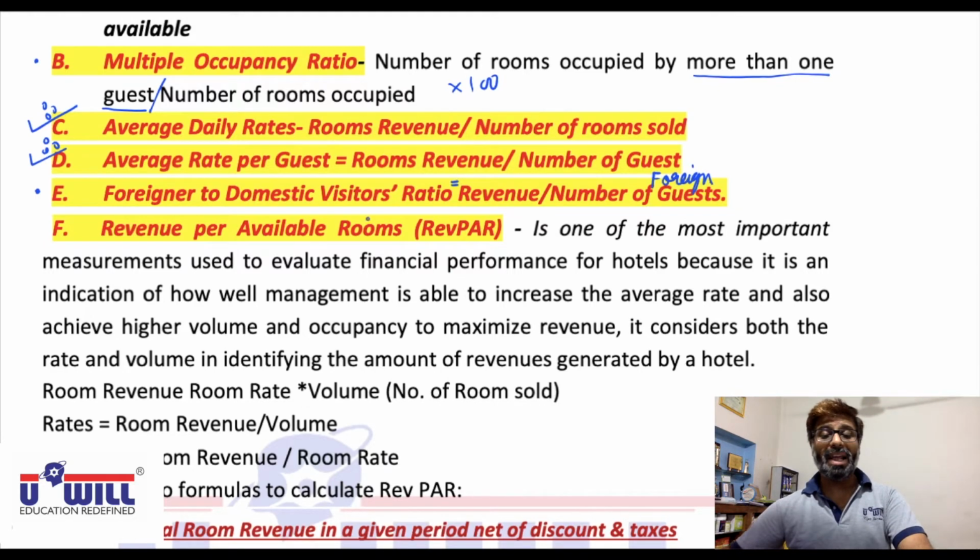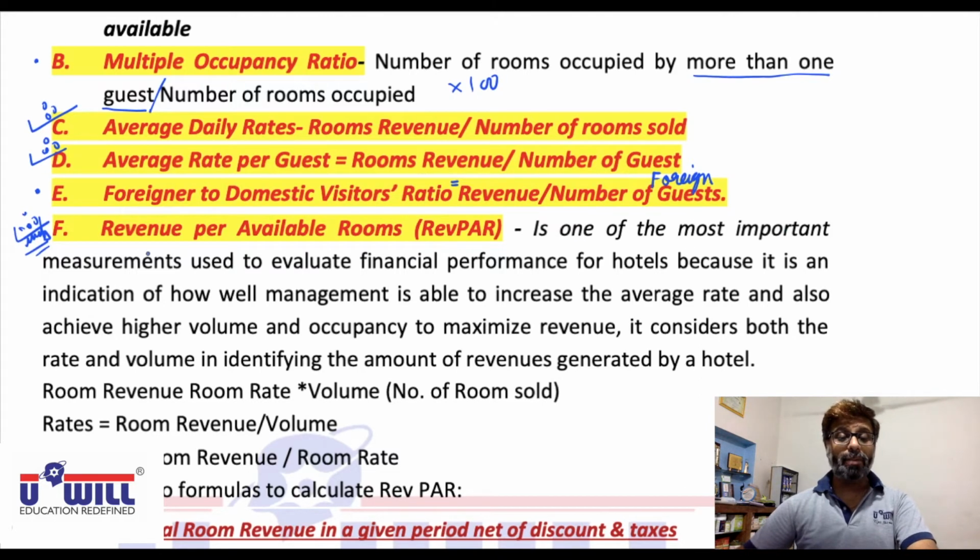Revenue per available room is very important. It is quite often asked in exams. It is one of the most important measurements used to evaluate financial performance for hotels because it is an indication of how well management is able to increase the average rate and also able to achieve higher volume and occupancy to maximize revenue. It considers both the rate as well as the volume in identifying the revenue generated by a hotel.